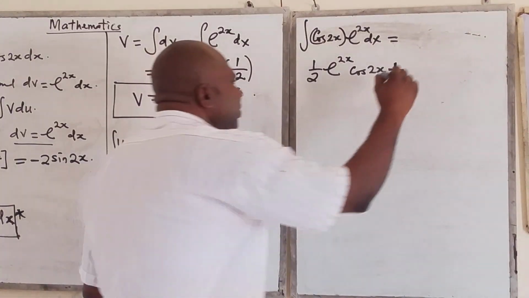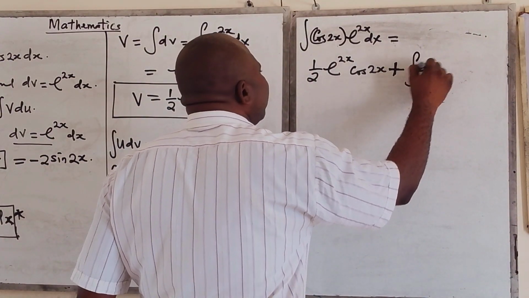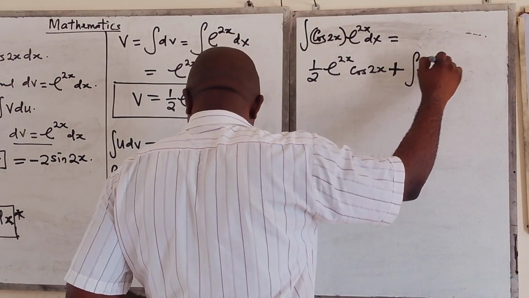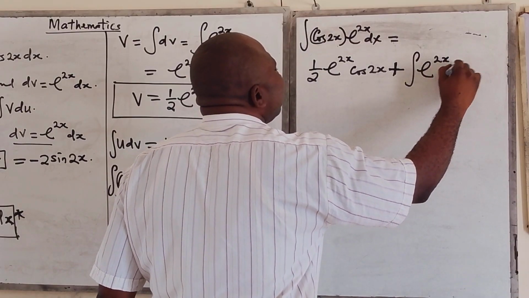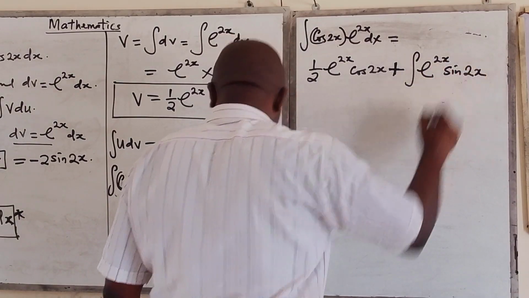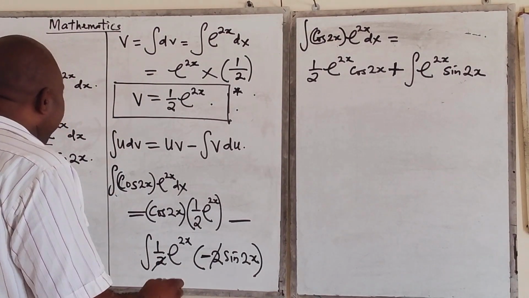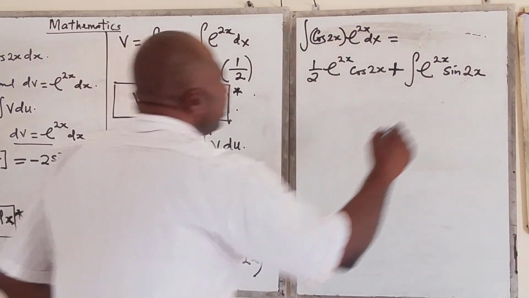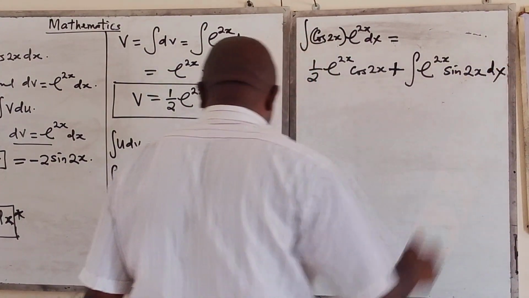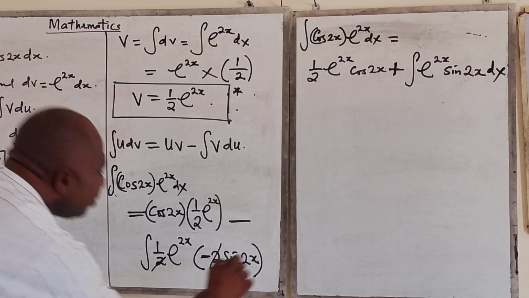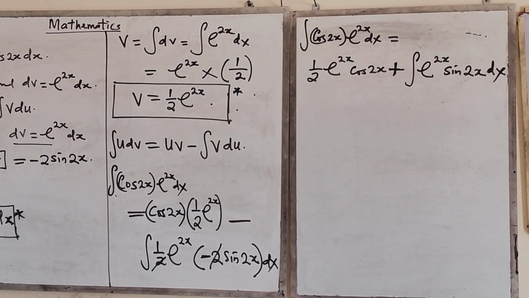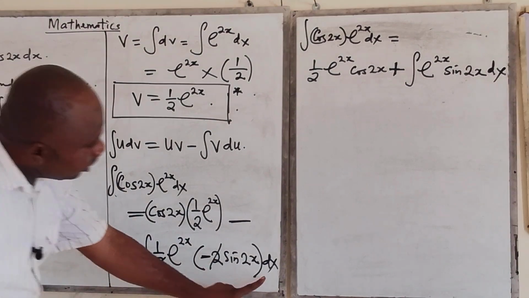Then we have integral e raised to the power of 2x sine 2x dx. Yes, sine 2x, dx. Now in this case, here we have the dx because here we have the du, and the du is minus 2 sine 2x dx. So that is the dx.